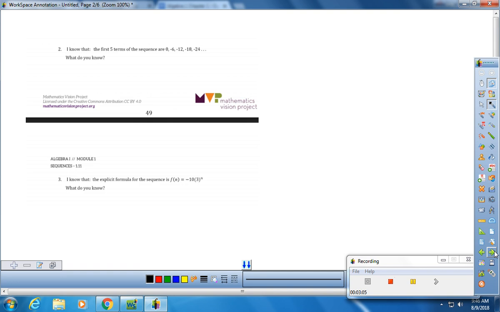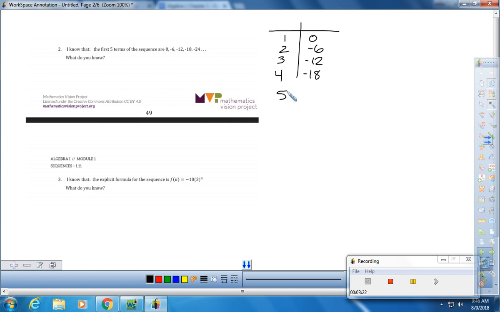All right, so they give us the first 5 terms of a sequence. The first term is 0, second term is negative 6, third term is negative 12, fourth term is negative 18, fifth term is negative 24. Again, let's take a look at this. What do you see here? We're going down by 6 every time, okay? So this is arithmetic with a slope of negative 6.